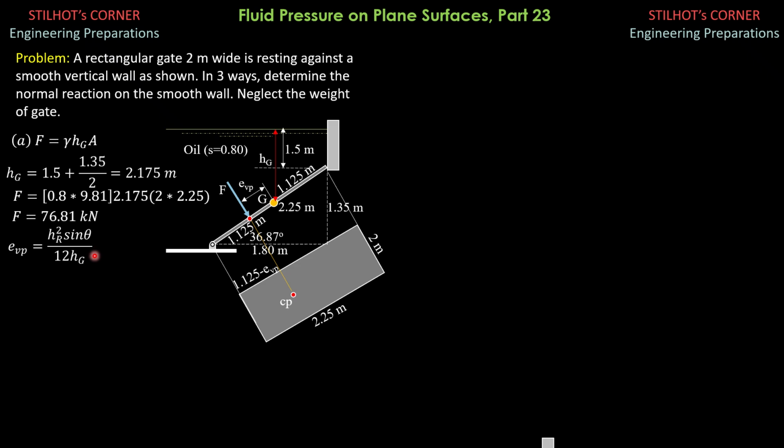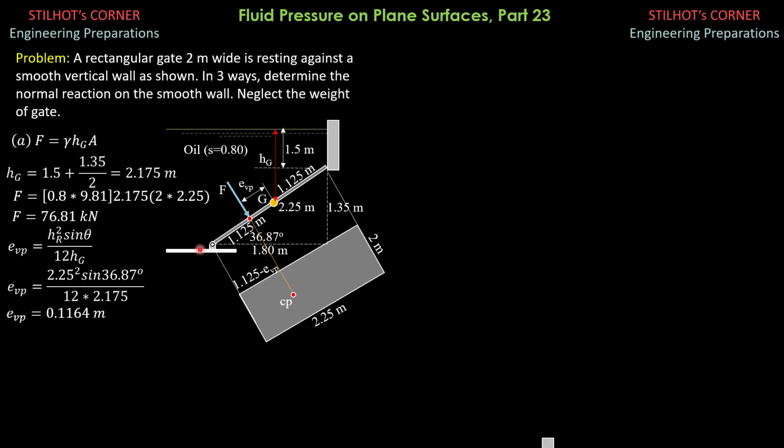So the height is 2.25, theta is 36.87 degrees, and hg is 2.175. e sub VP is 2.25 squared times sine squared of 36.87 degrees over 12 times 2.175. So e sub VP is 0.1164 meter.